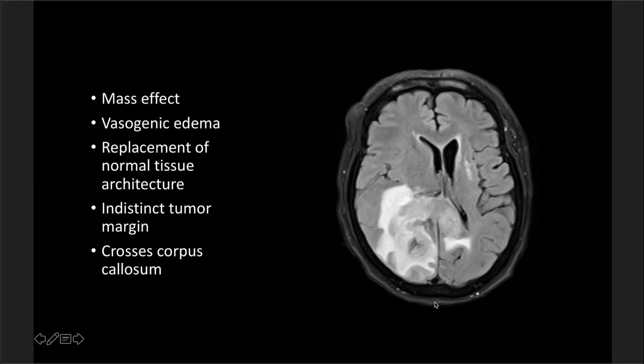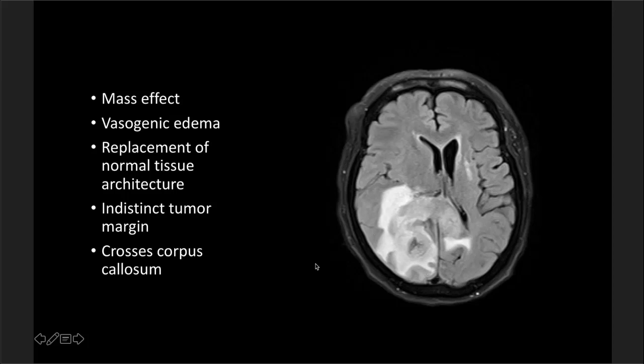Here's a T2 flare image. So again, we can see that mass in the parieto-occipital region, and it's extending into the corpus callosum. There's a replacement of that normal tissue architecture. So we see this intermediate heterogeneous signal, and it's replacing the normal brain parenchyma. Here's the vasogenic edema surrounding the mass. So that bright signal on flare, sparing the cortex, indicates vasogenic edema.